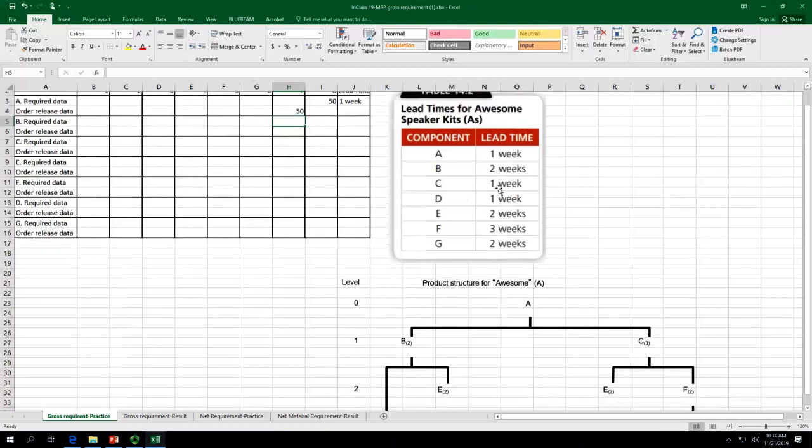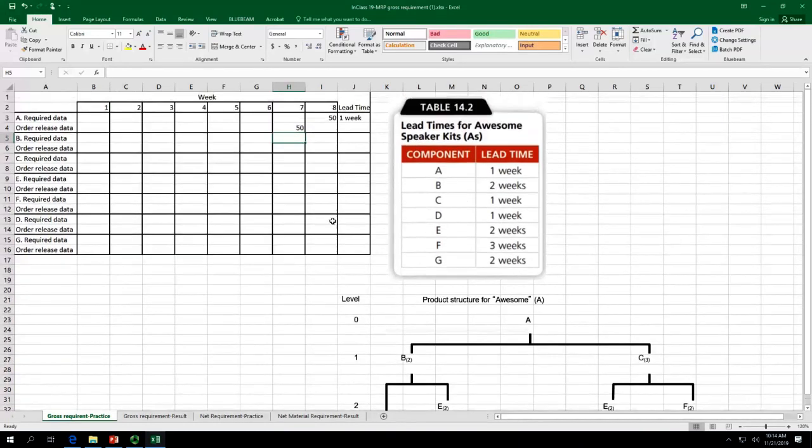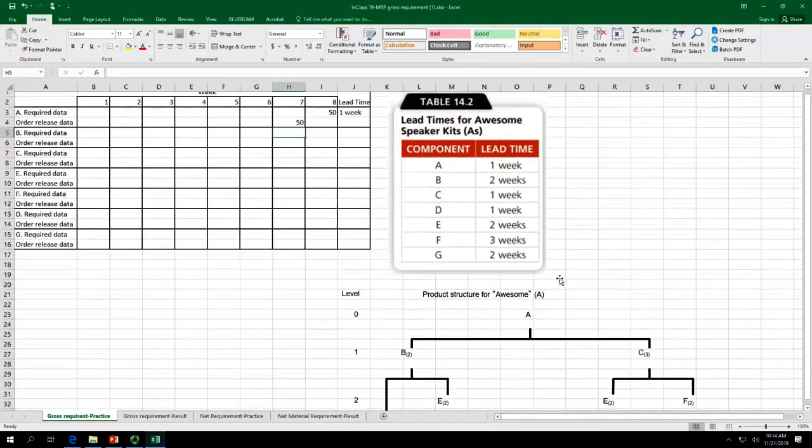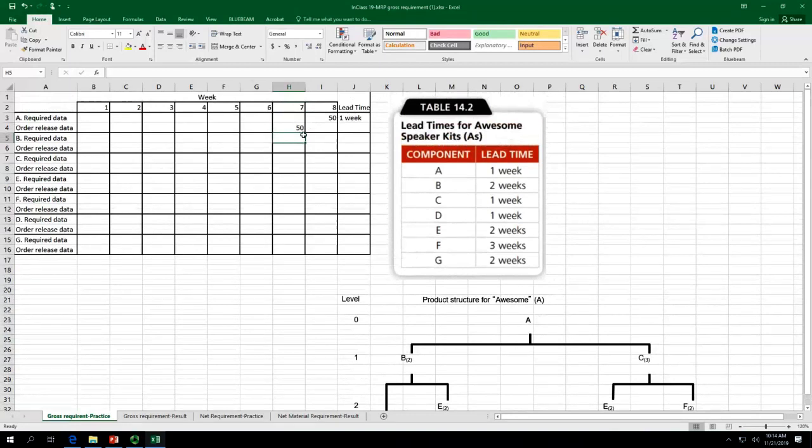Okay. For B, how many B do we want? Each A will require 2 B. So you need 50 times 2 equals 100. And 100, so this is in the end of this week, you need 100 pieces. But what is the production lead time? 2 weeks. So you need to skip 6 and release the order in the end of week 5.